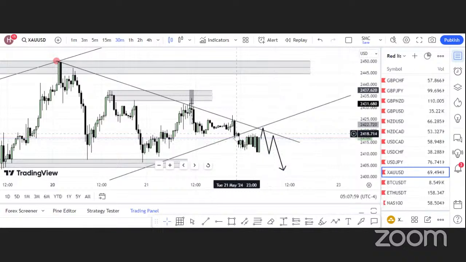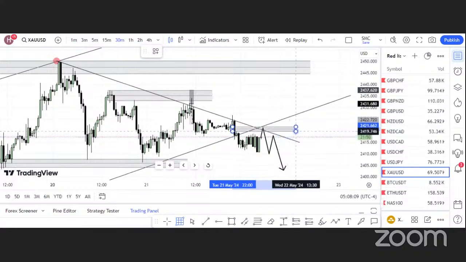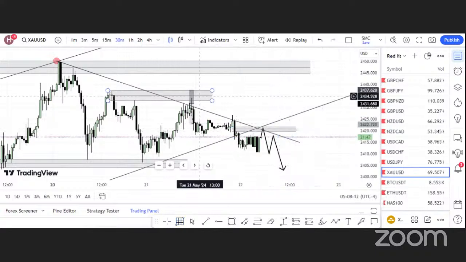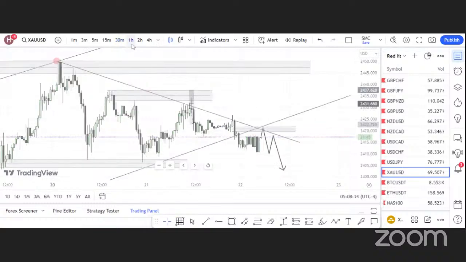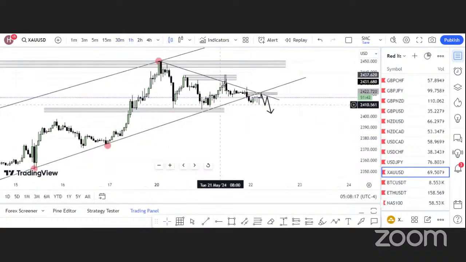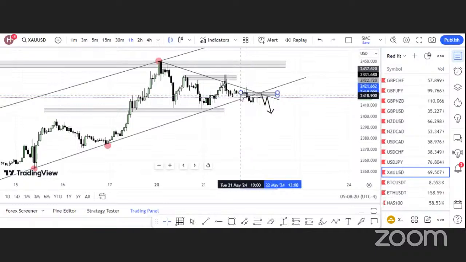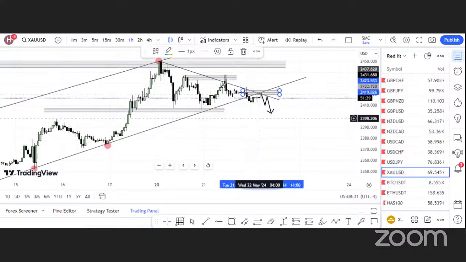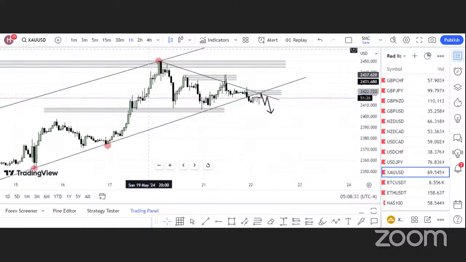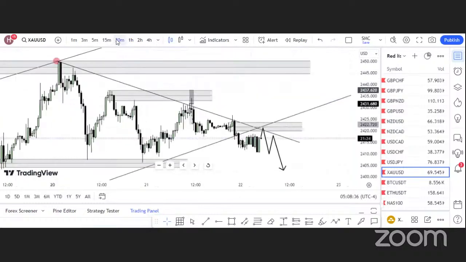I think this market is going to go down. We should be looking for sell entry. So we have two entries. We have multiple points of interest, double point of interest. We have the fair value gap, and then we have the order block.